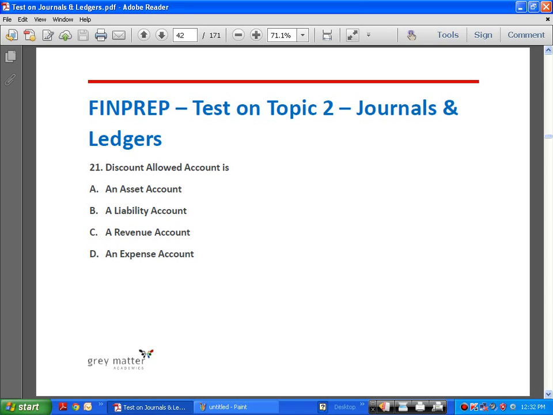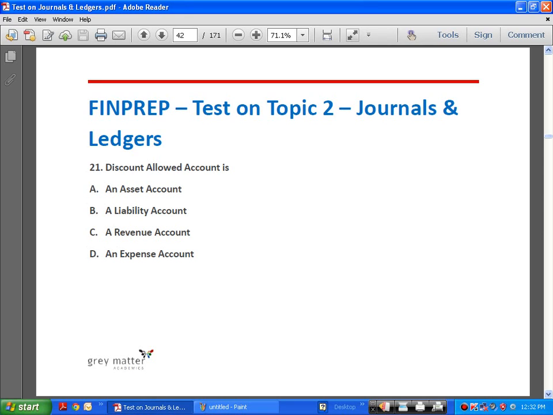Discount allowed account. Well, this happens when debtors settle their dues promptly. Suppose X is selling goods to Y for 10,000 rupees, and let's say the normal credit period is 1 month, but X says that if Y is able to settle within 20 days, then a discount of 10% would be allowed. This discount is called a cash discount, and it is a loss to the business that's allowing the discount.